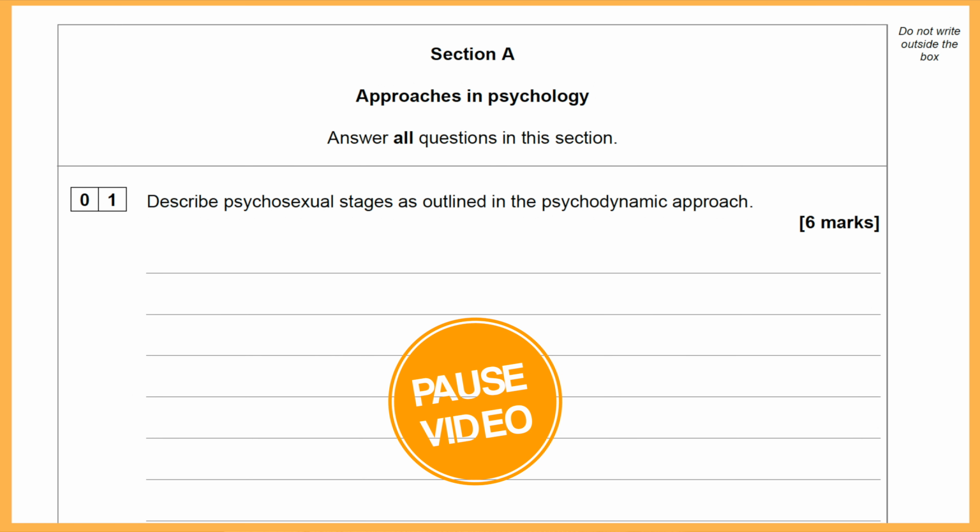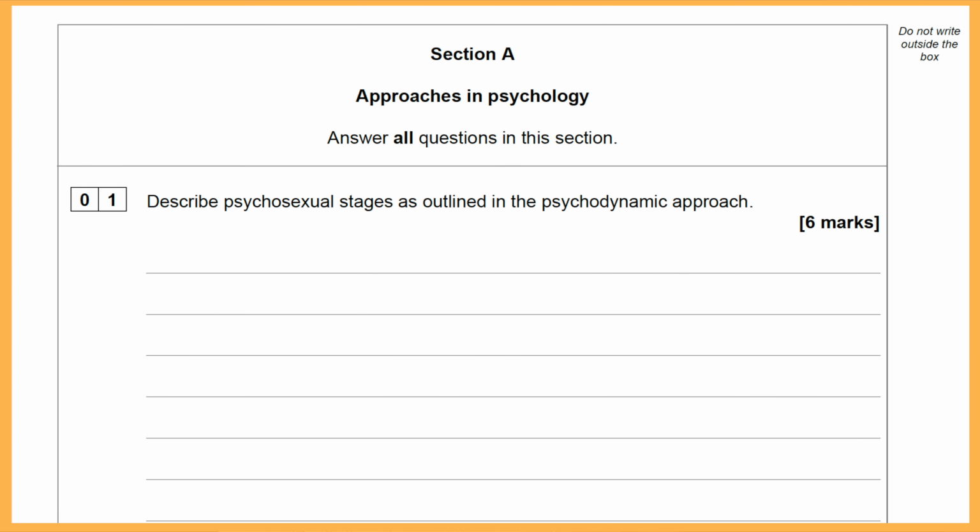Question 1 says, describe psychosexual stages as outlined in the psychodynamic approach, 6 marks. So here the command word is describe, so this is an AO1 skill. And for 6 marks, you need to ensure you provide enough detail and key terminology to gain all those marks.